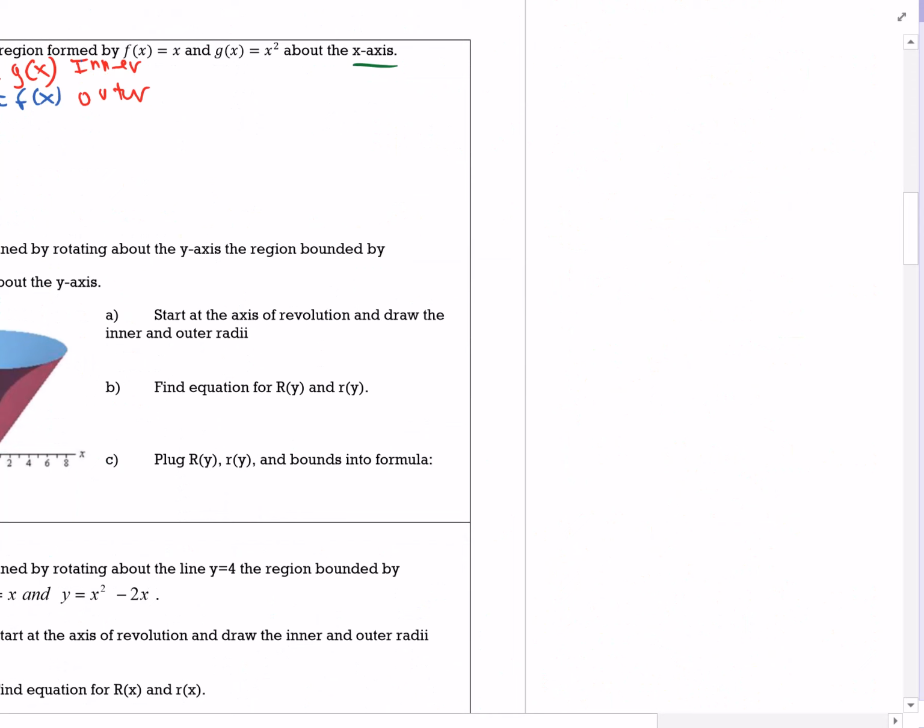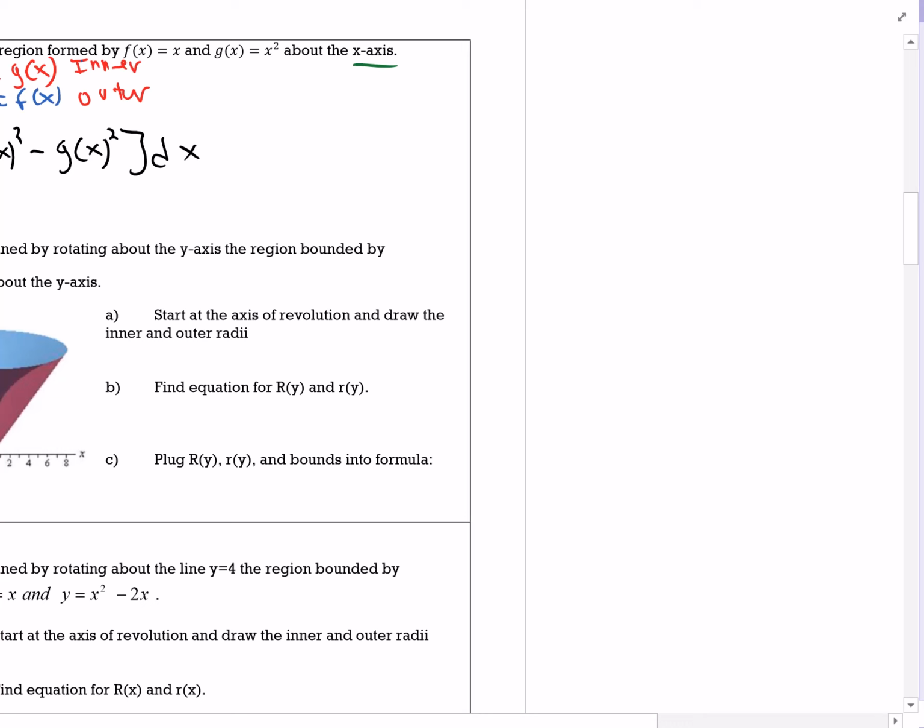So I'm going to take my big R, which is f of x, and we're going to square it. And we're going to subtract our little r, which in this case is g of x, and we're going to square it. Because we're creating circles, the whole thing has to be multiplied by pi. And then we need to know what the limits of integration are, right? What numbers should I put here and here?